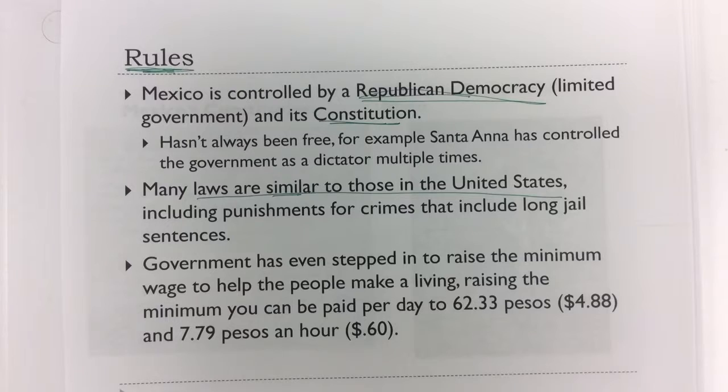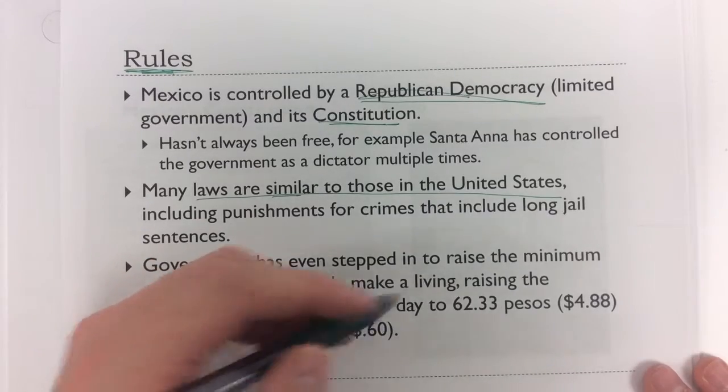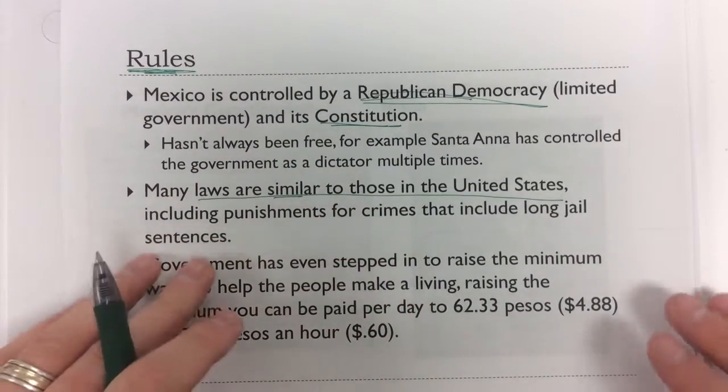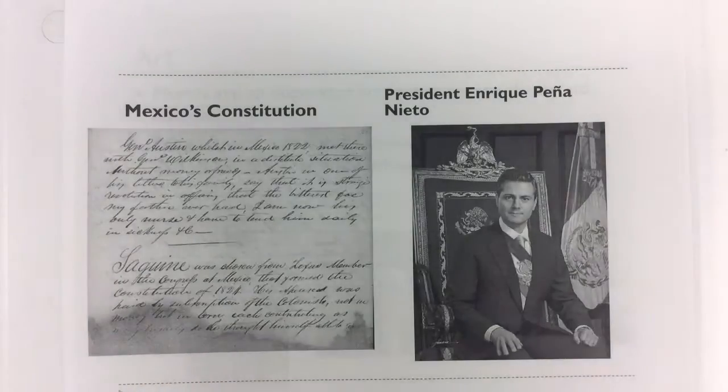And finally, the government has stepped in to raise minimum wage to help people make a living. Raising the minimum you can be paid per day to 62.33 pesos, or about $5, and 7.79 pesos, or about 60 cents an hour. So very big difference. Remember the other day we saw that the GDP per capita was around $13,000. This is why the money exchange rate's very poor compared to that.